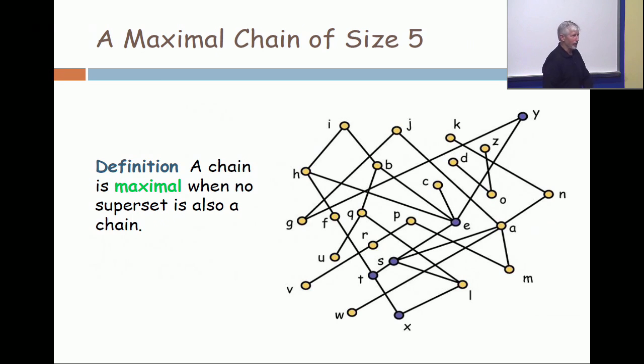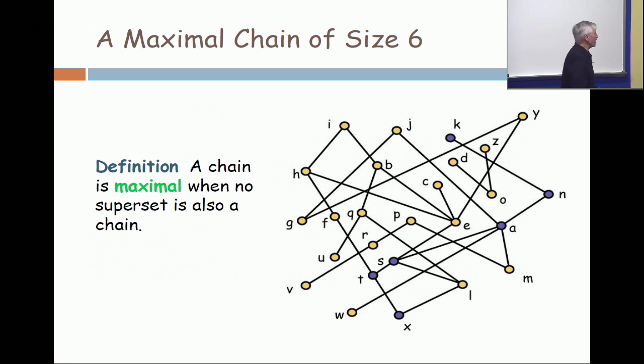A maximal chain of size 5. A chain is maximal when no superset is also a chain. So your observation was correct. I could have elected to put the S in, and now I have. And I have a 5-element chain. And you cannot add anything to this 5-element set and keep it a chain. So that's what is meant by a maximal chain.